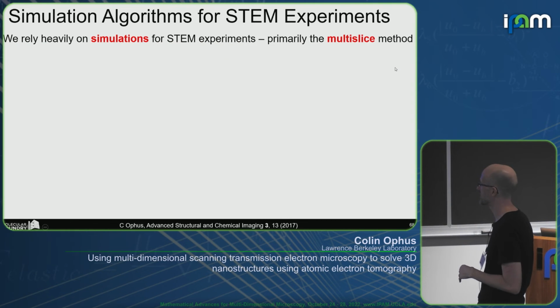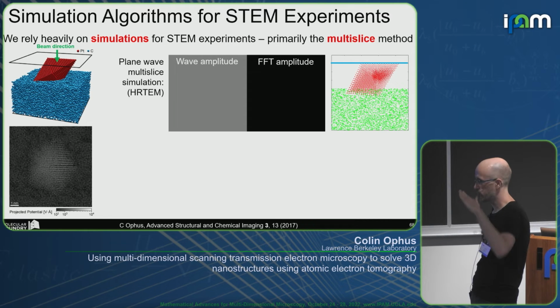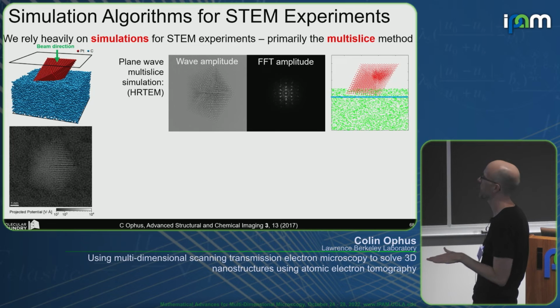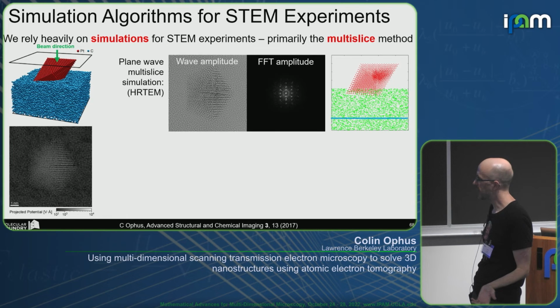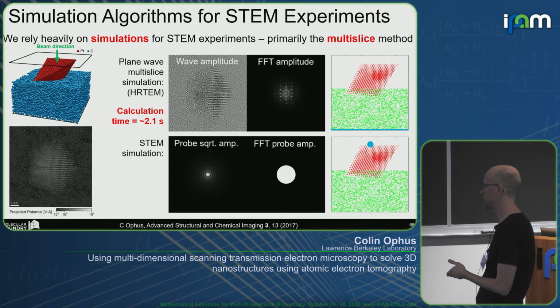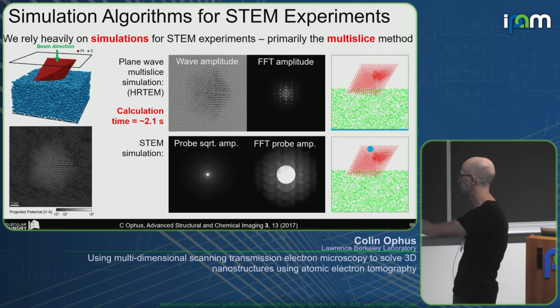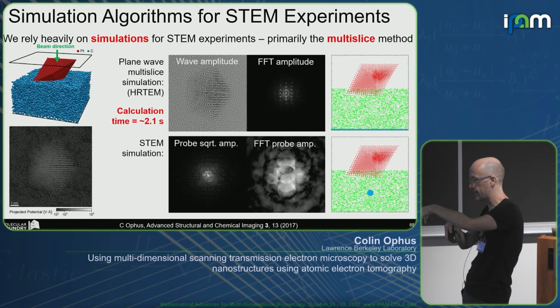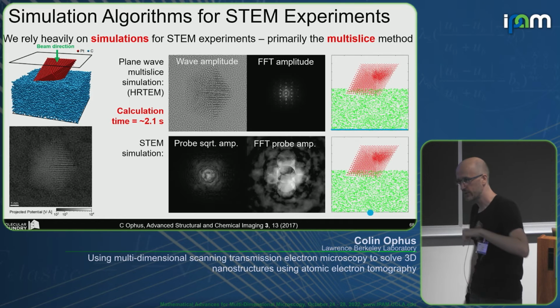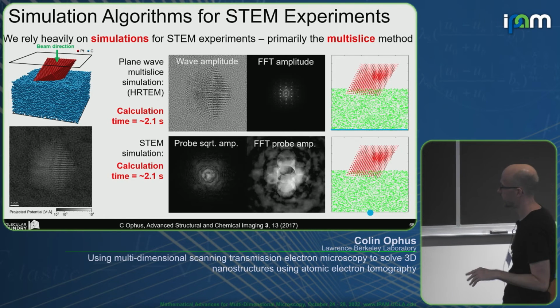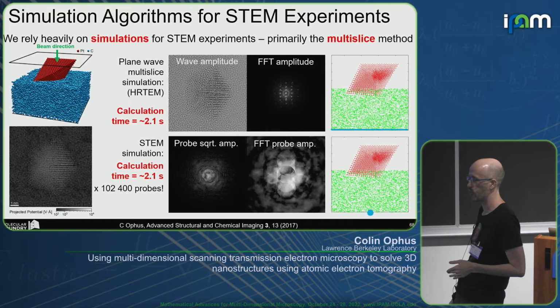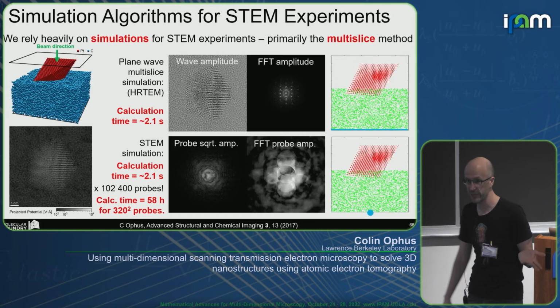So I did want to make a side note that simulations, if you're doing a plane wave simulation, are very, very fast if you're doing plane wave, HRTEM style. But we do a STEM probe simulation in exactly the same way. We propagate that probe through the sample. But we need to run another simulation if we take a step, and then another step, another step. So over this square field of view, we're going to take our 2-second calculation and multiply it by 100,000 probes. So this would be a 58-hour simulation.